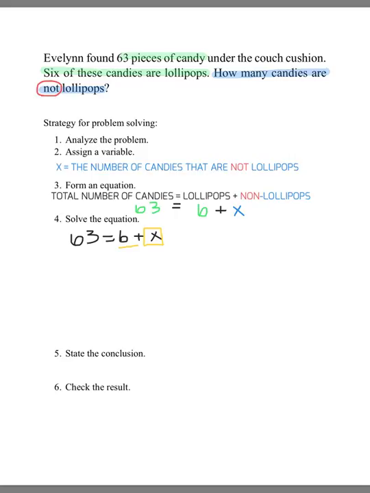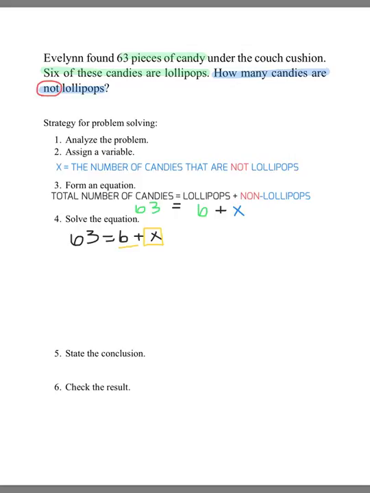So in order to isolate the variable x, we want to get rid of that 6. Since we're adding 6, we want to do the opposite operation of addition, which is subtraction. So in order to eliminate the 6, we want to subtract 6, not just from one side, but from both sides. Eliminating it from both sides will allow us to maintain our equality.